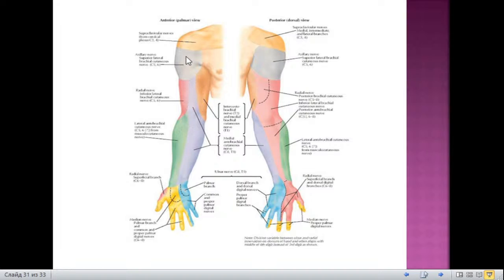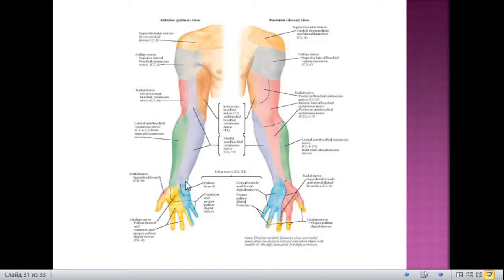After that, at the lateral side, it is the superior lateral cutaneous nerve of the arm, which is a branch of the axillary nerve from the posterior cord of the brachial plexus, and the inferior lateral cutaneous nerve of the arm, which is a branch of the radial nerve from the posterior cord of the brachial plexus. And the back of the arm is supplied by the posterior cutaneous nerve of the arm from the radial nerve of the posterior cord of the brachial plexus.